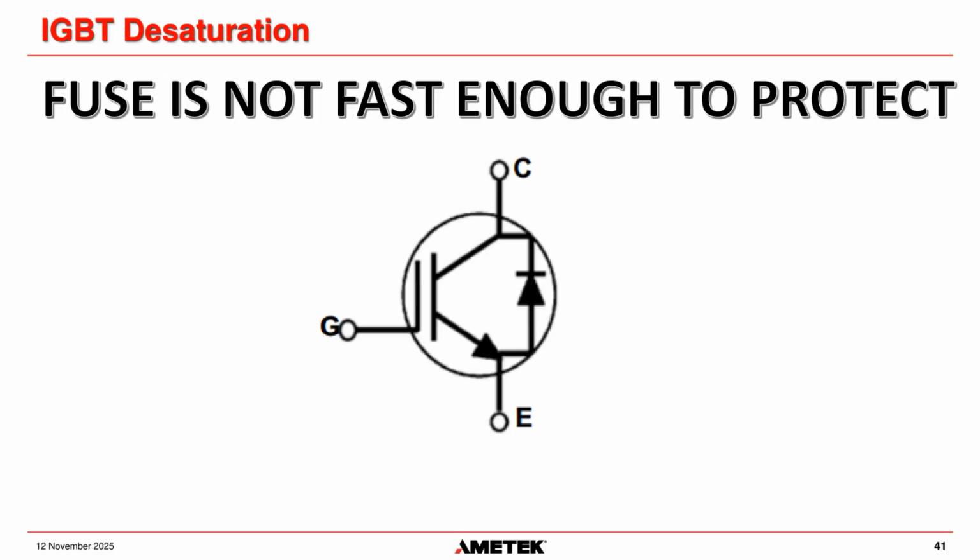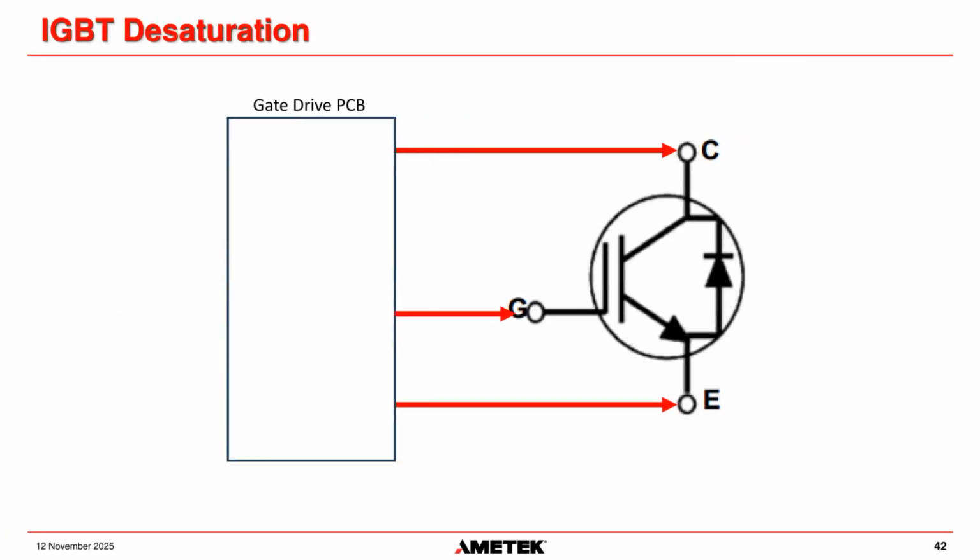So even for the PWM system, we have to come up with a way to switch the IGBT off if we detect high current. And what we use is something called IGBT desaturation. It's built onto our control board, onto this gate drive PCB here. What it does is monitor the collector and emitter voltage, and then we can say whether we're going to send a signal to the gate or not.